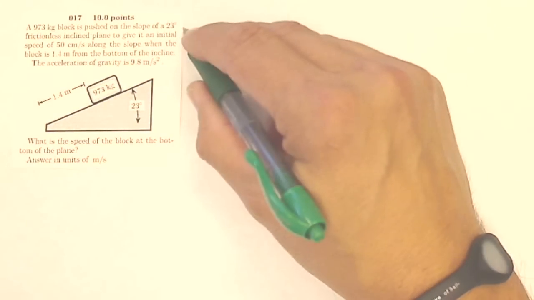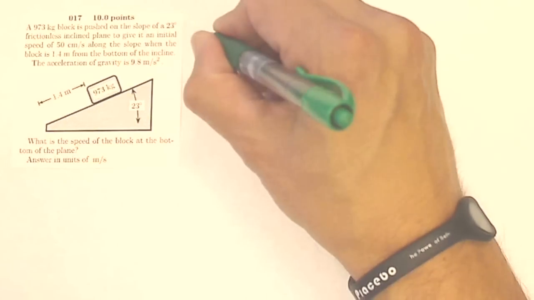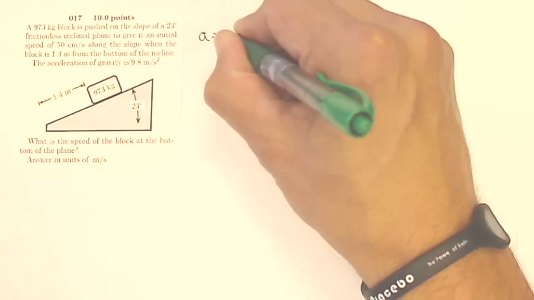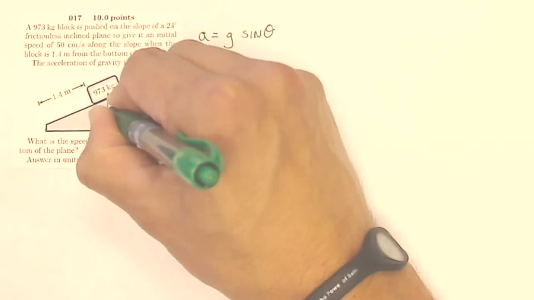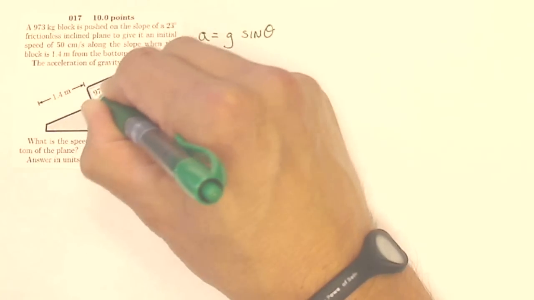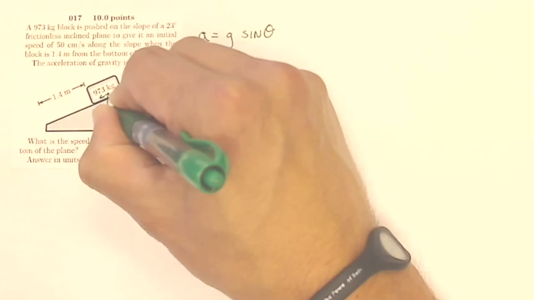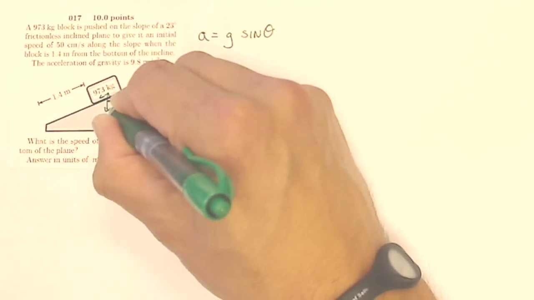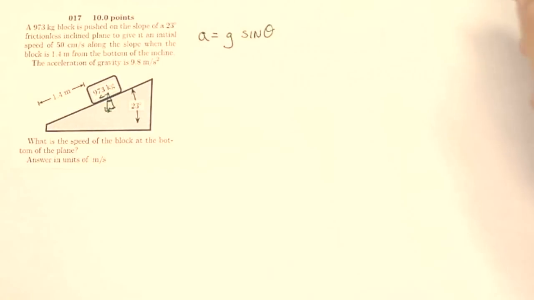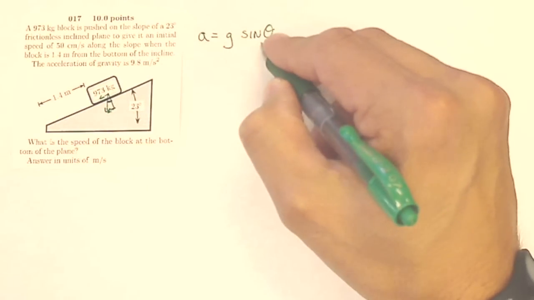So I've got a 23-degree frictionless inclined plane. What that tells me is that my acceleration is going to be g times the sine of theta, because this gravity down is going to be giving me some component down the slope, and I know that that component down, since this is 23 degrees as well, this component is my sine, it's my opposite. So my acceleration is g sine theta.